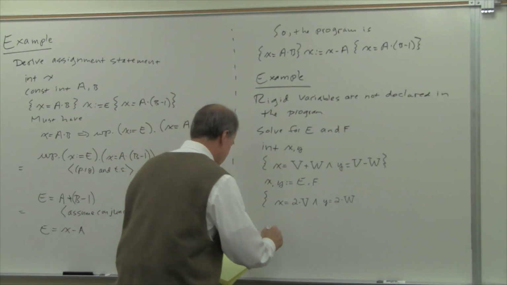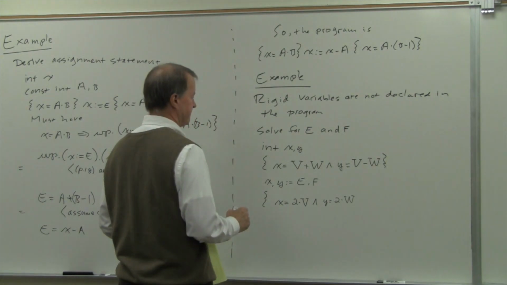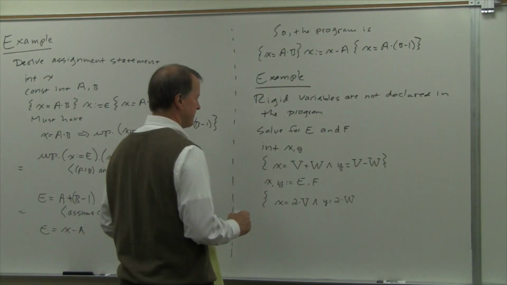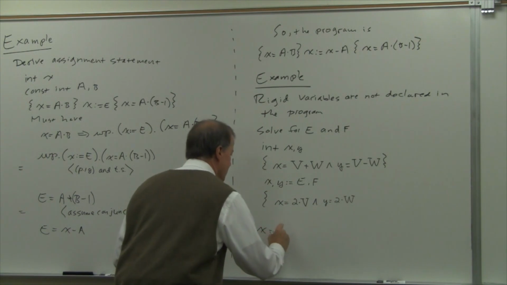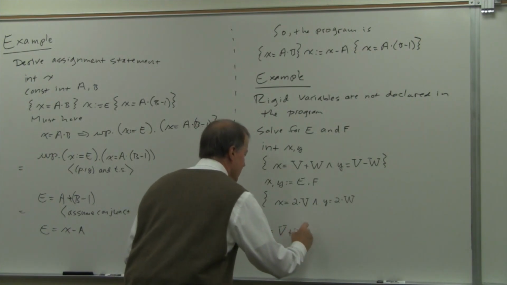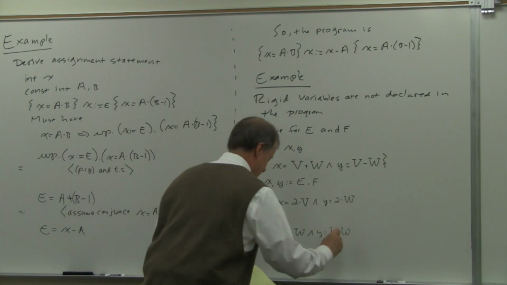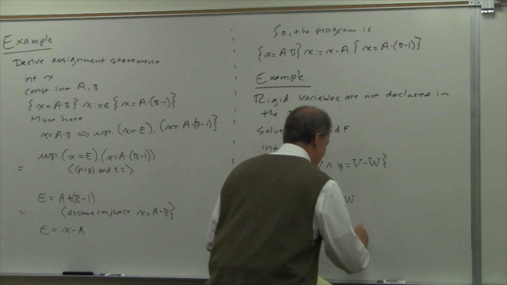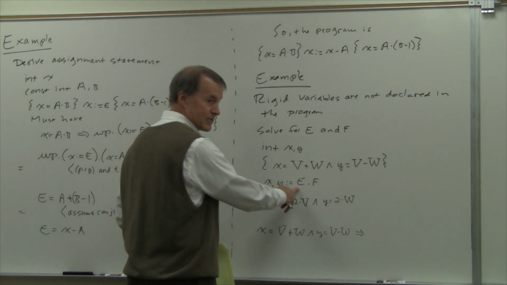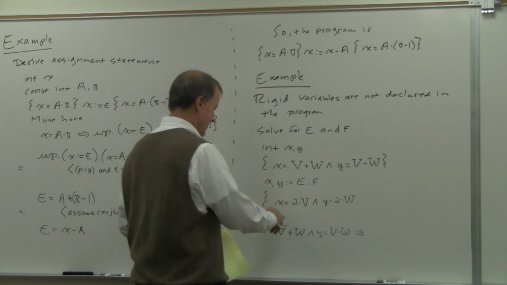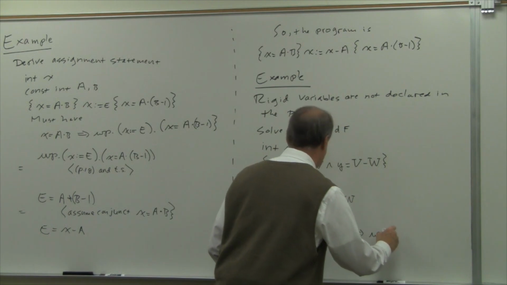Okay, so weakest precondition, which, what must imply? X equals V plus W and Y equals V minus W must imply what? This, right? On a weakest precondition, implies the postcondition. Implies the weakest precondition.